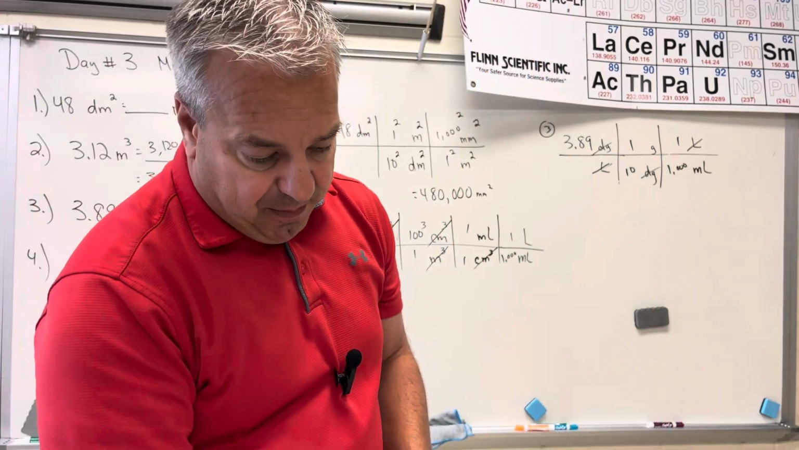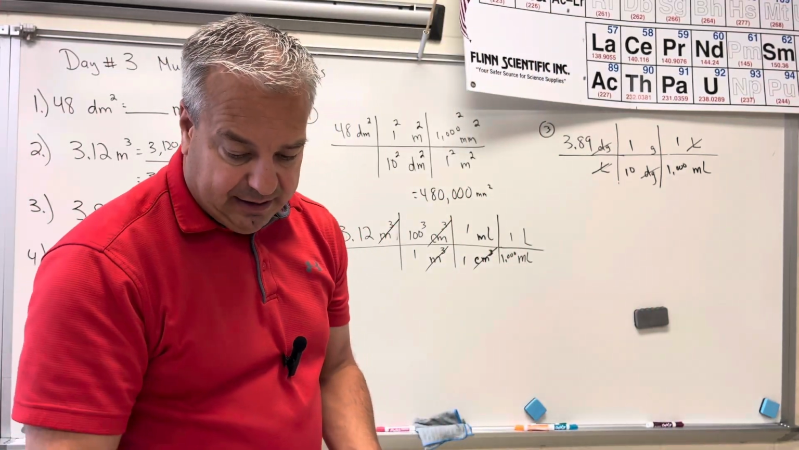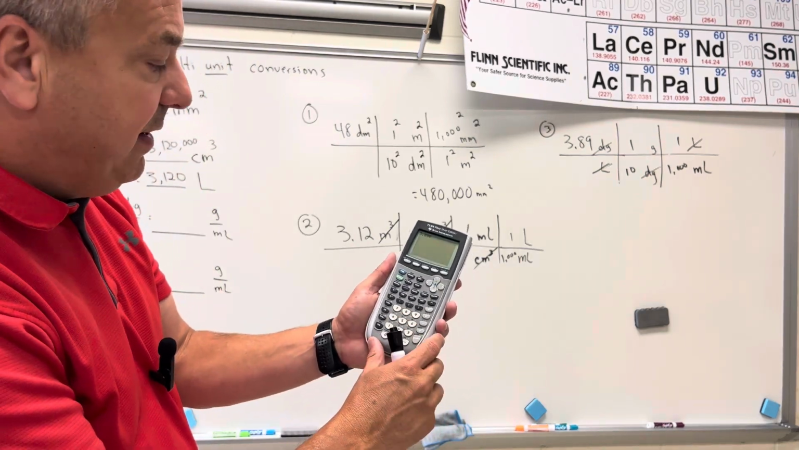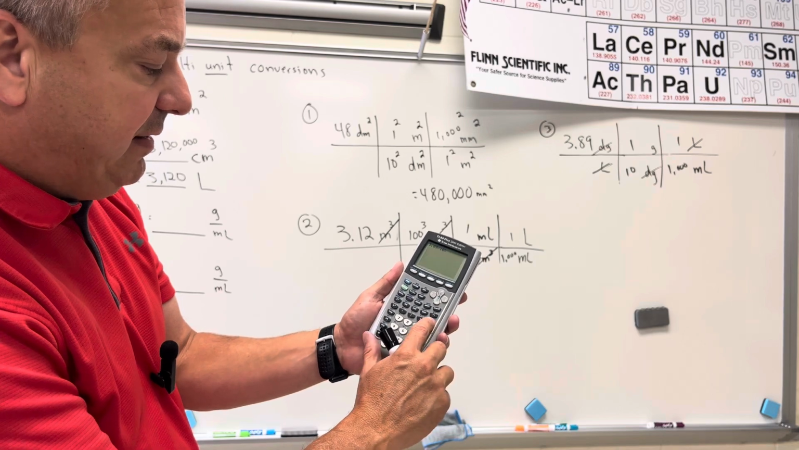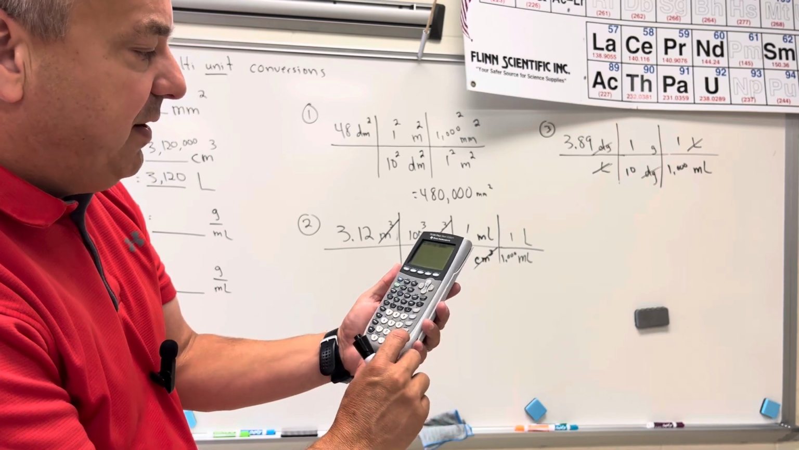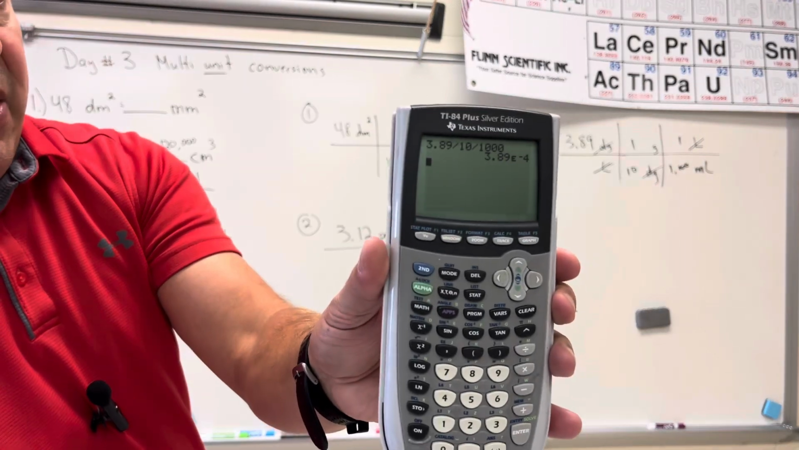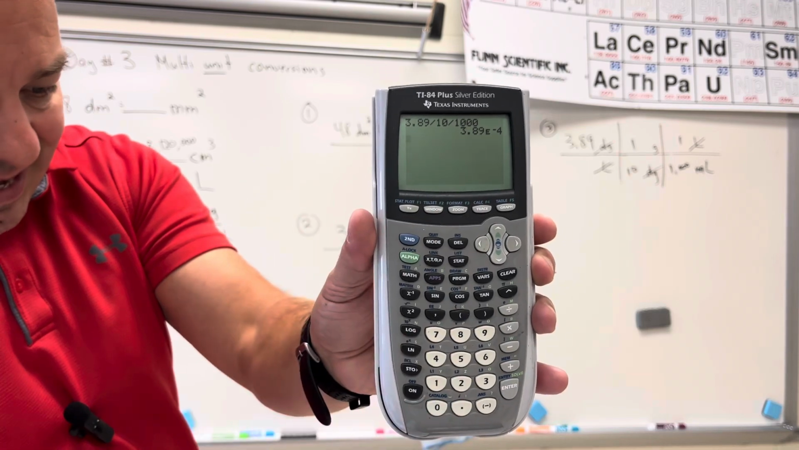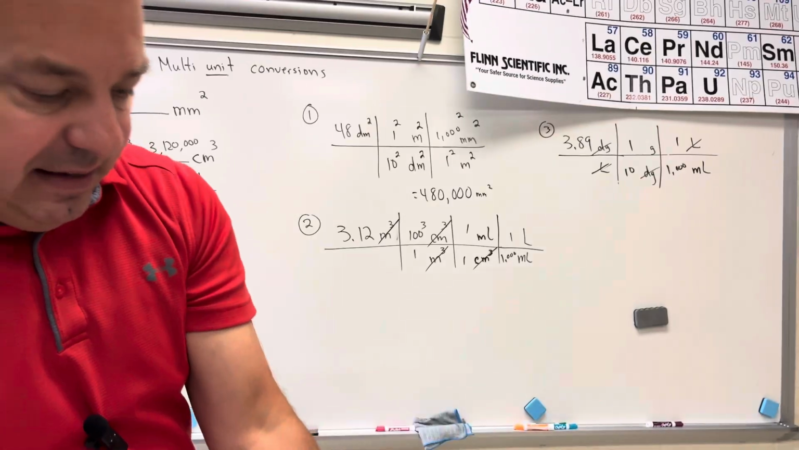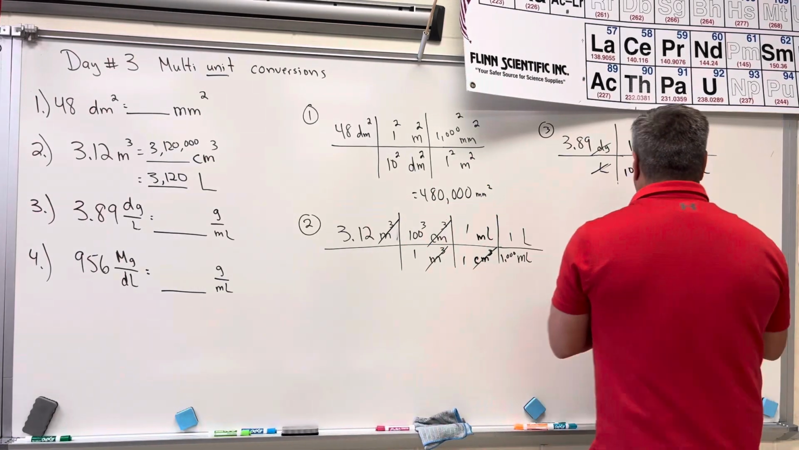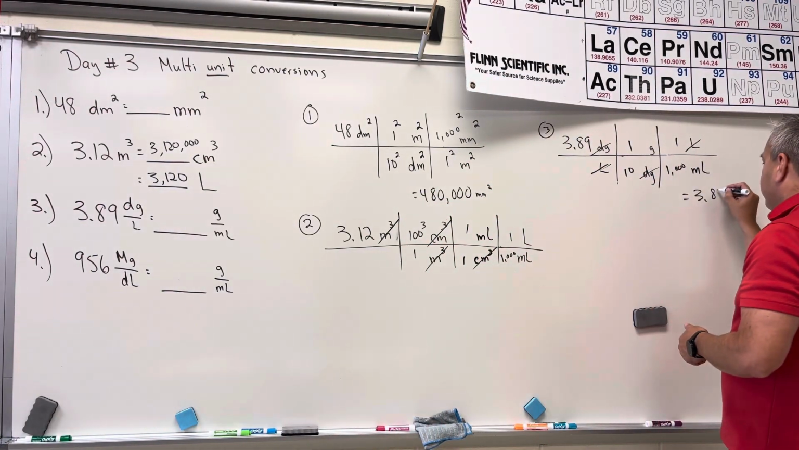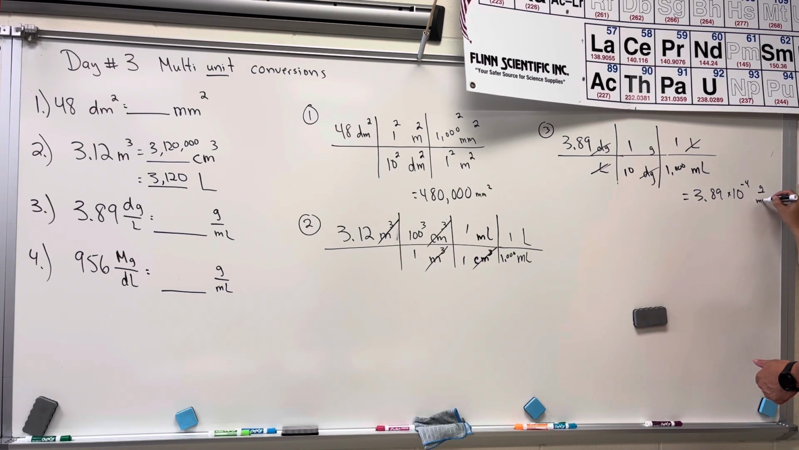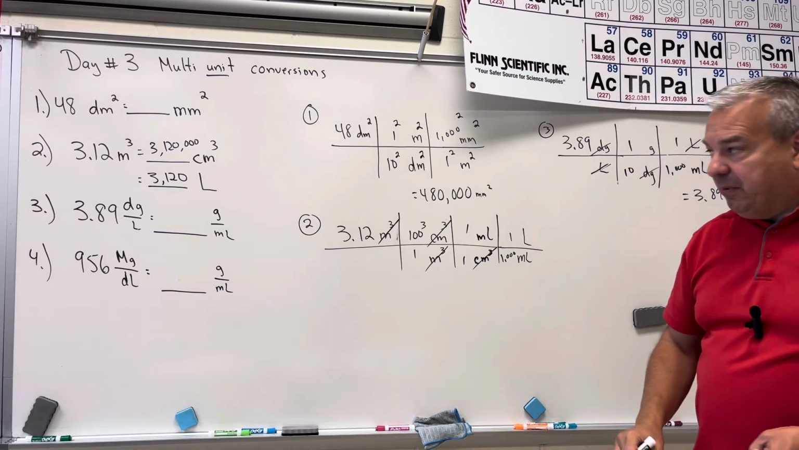So if we plug this into our calculator, here we go: 3.89 divided by 10 divided by 1,000. I get this answer of 3.89 E negative 4. If you see that E in there, that means times 10. So 3.89 times 10 to the negative 4 grams per milliliter would be the answer for question number 3.